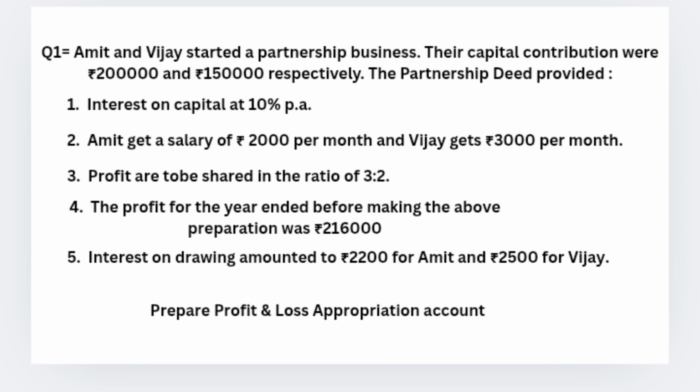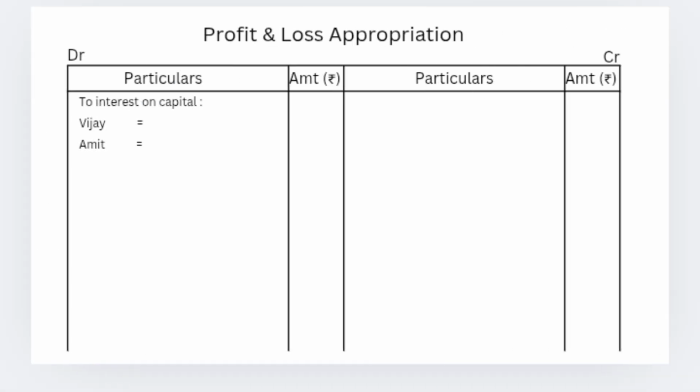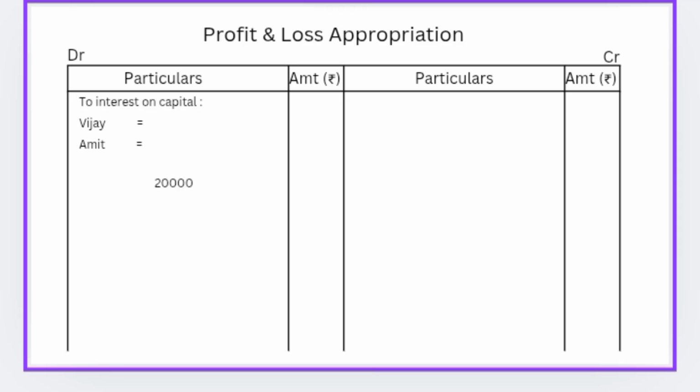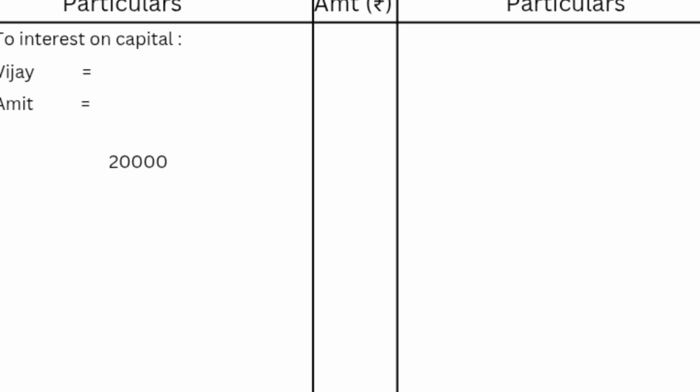So the first item is interest on capital. Amit contributed 2 lakh and Vijay contributed 1,50,000. The interest rate was 10% per annum. So 2 lakh into 10% will be 20,000. 1,50,000 into 10% per annum is 15,000. So I hope you know that one. It's very basic. If we add this 20,000 and 15,000, we get 35,000.